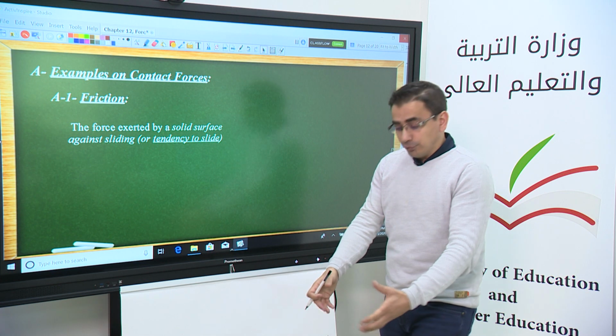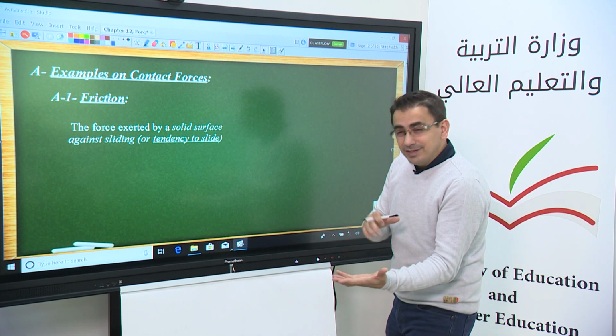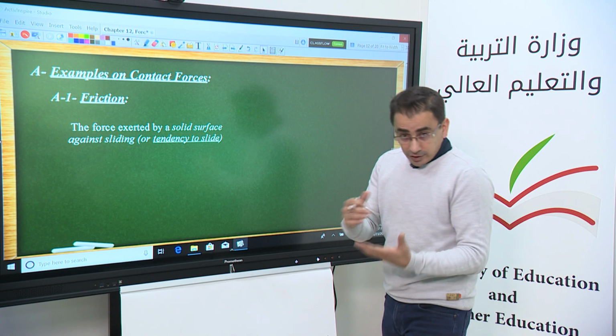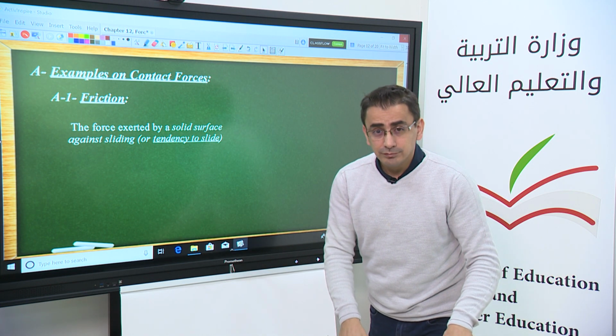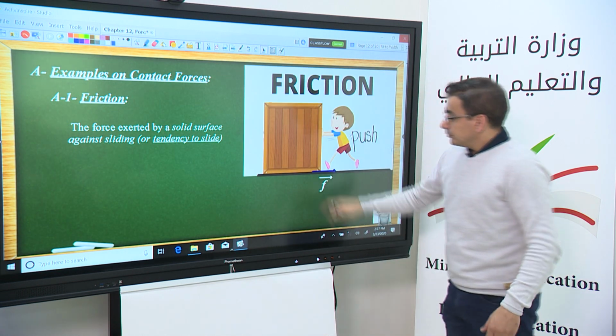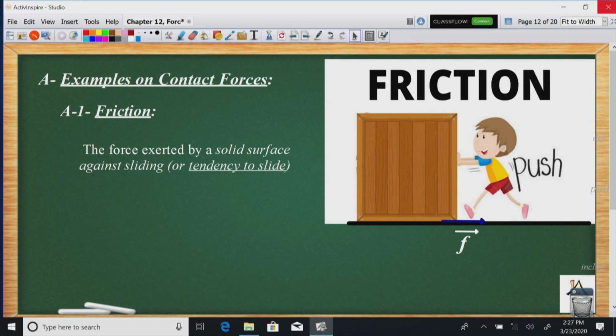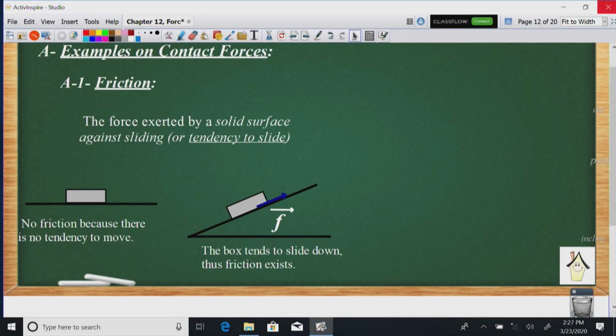Place an object on the floor, try to pull it, you notice that that object will not move directly. Okay? It depends on the type of the floor. For example, this boy is trying to push a box. That box is placed on the ground, on floor. Friction acts against him. He's pushing to the left while friction is trying to resist and thus acting to the right.